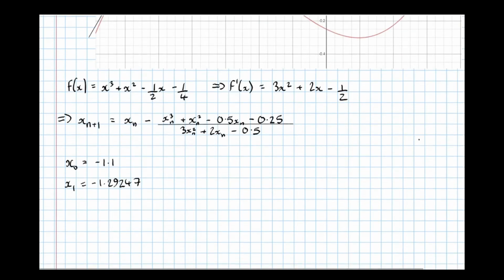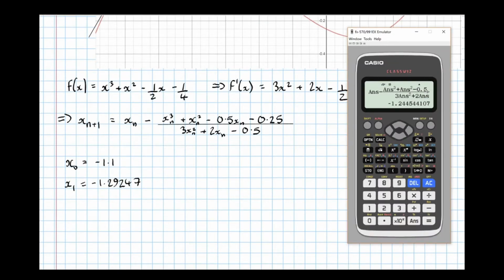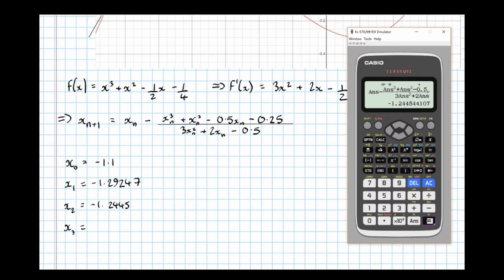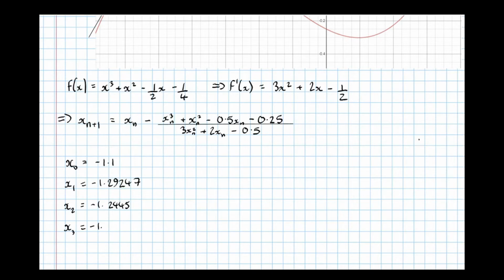So going back down here, we'll press equals again to get minus 1.2445. So x2 equals minus 1.2445. x3 equals minus 1.2406.